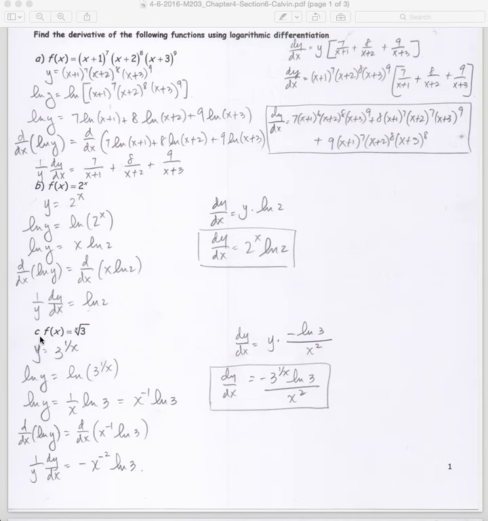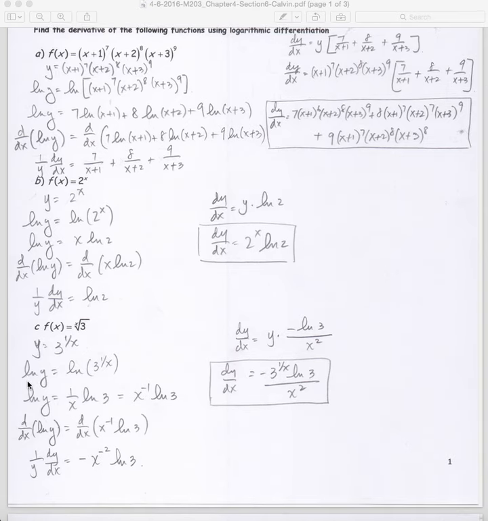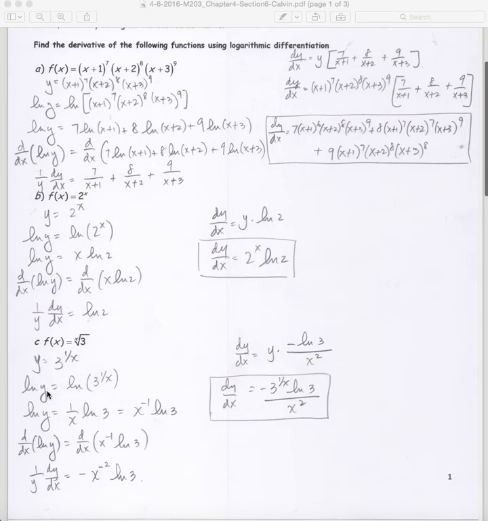The last one is for part C, f of x is equal to the unknown root of 3, right? A better way to describe it is to write it as a fractional exponent. So in this case, the power of 3 is 1 and the root is x. So it becomes y equals 3 to the 1 over x power. So again, take the natural log of both sides and you'll find that the natural log of y is equal to the natural log of the exponential function 3 to the 1 over x power.